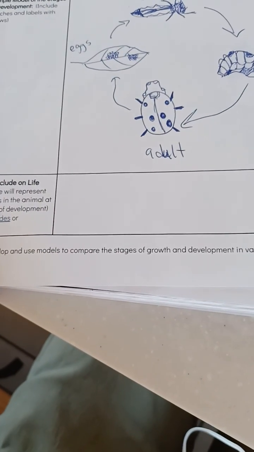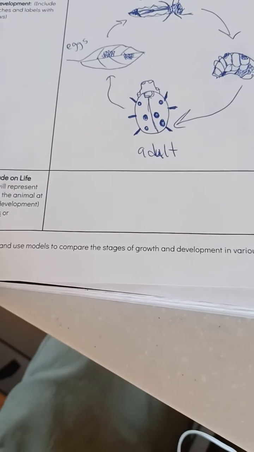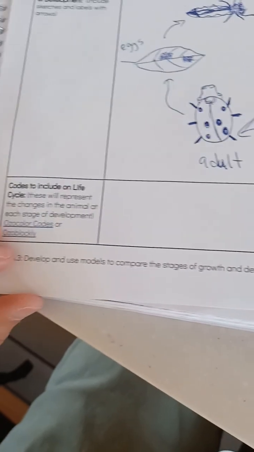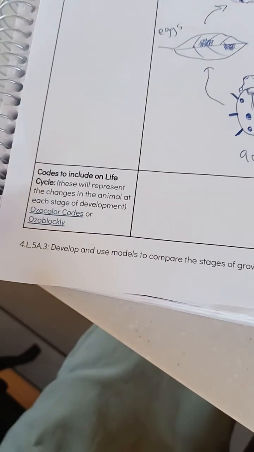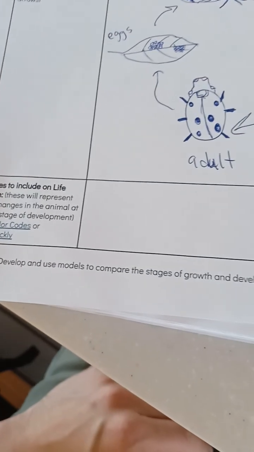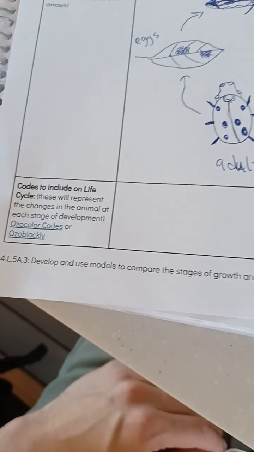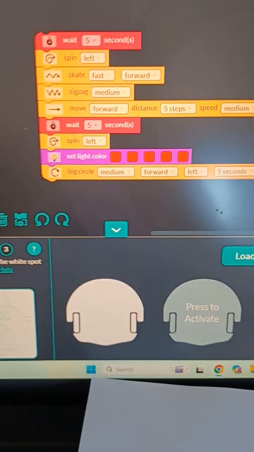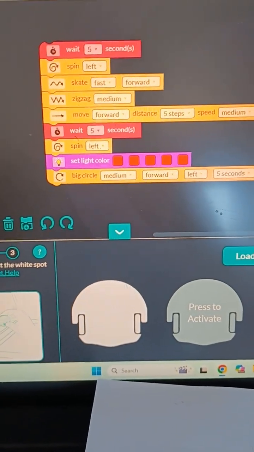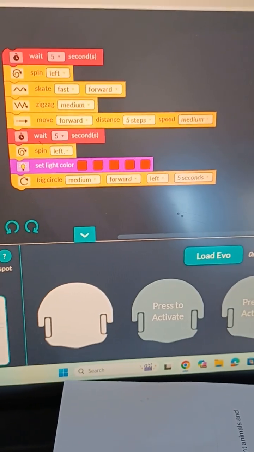Then it asked us to create codes that represent each life cycle stage of the animal that we chose. So this is what I chose. This is my code that I chose, and then I'll show you what it looks like.